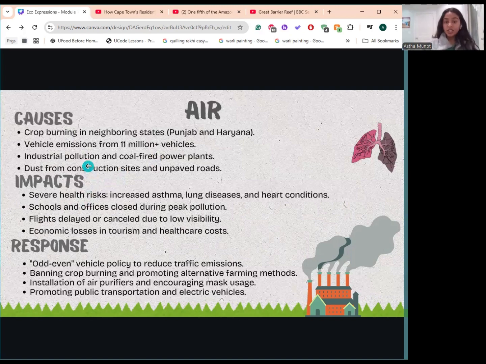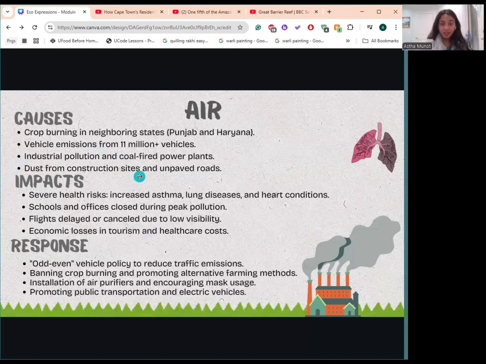And since there's such a huge population, there's also a lot of construction to build houses and commercial areas in the city. That causes a lot of dust. And there are a lot of unpaved roads too, which also results in a lot of dust in the city, contributing to the poor air quality.